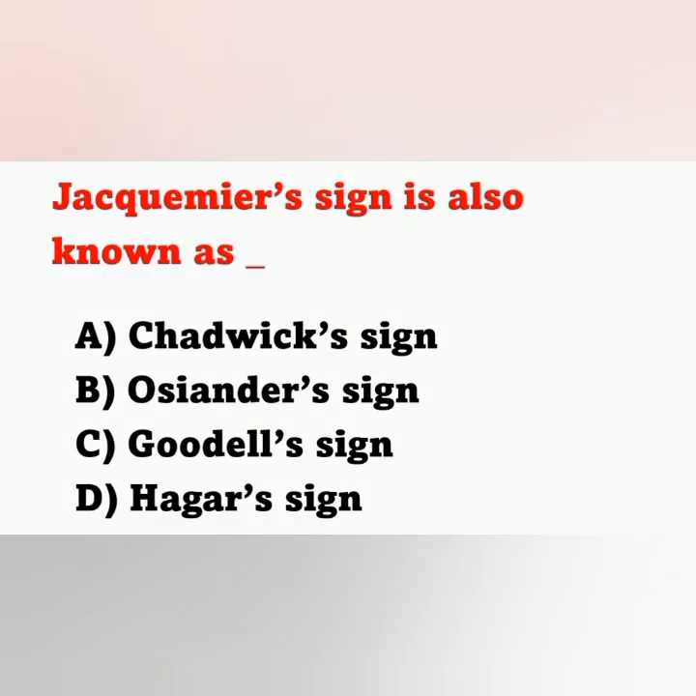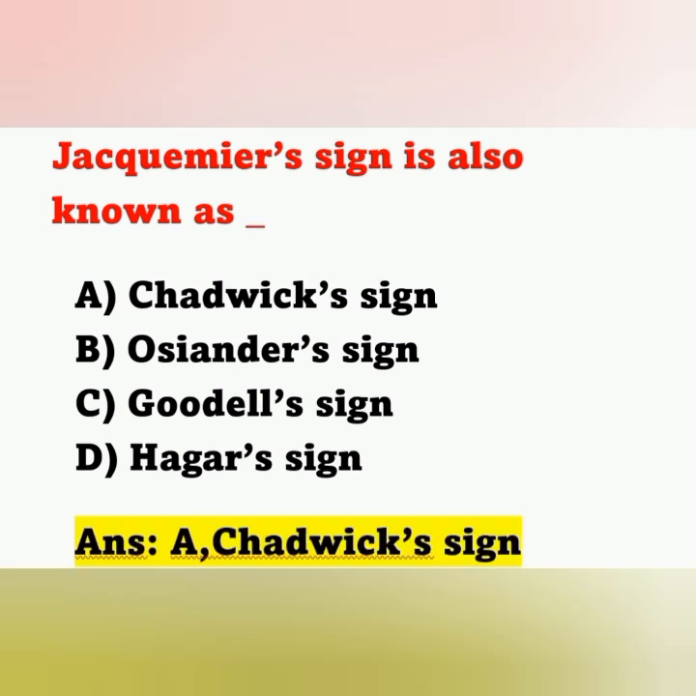And the next question: Jacquemier sign is also known as what? Option A, Chadwick sign. Option B, Osiander sign. Option C, Goodell sign. Option D, Hegar sign. Jacquemier sign is also known as Chadwick sign. Option A is the correct answer. Jacquemier sign or Chadwick sign means a dusky bluish discoloration of the vestibule and anterior vaginal wall due to localized vascular congestion. It is seen as early as the 8th week of gestation.